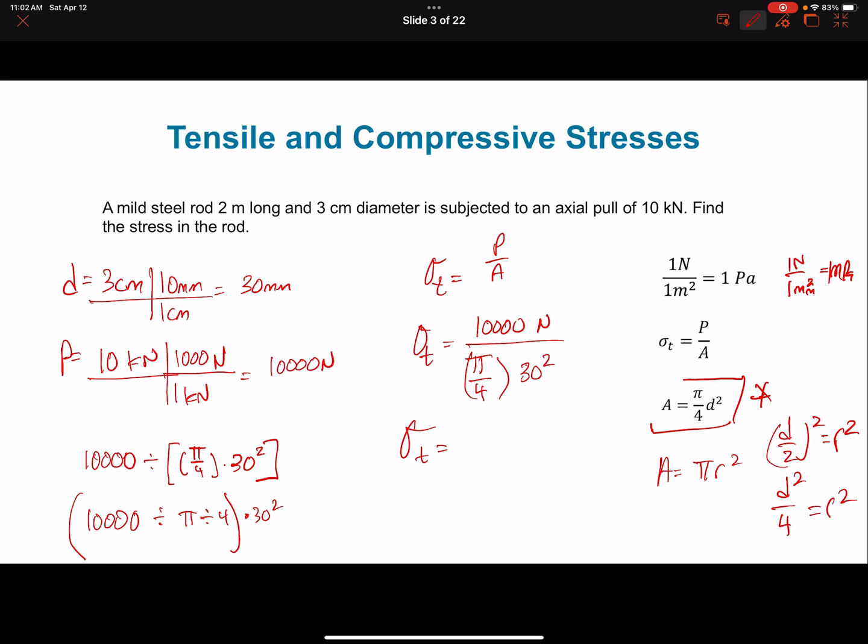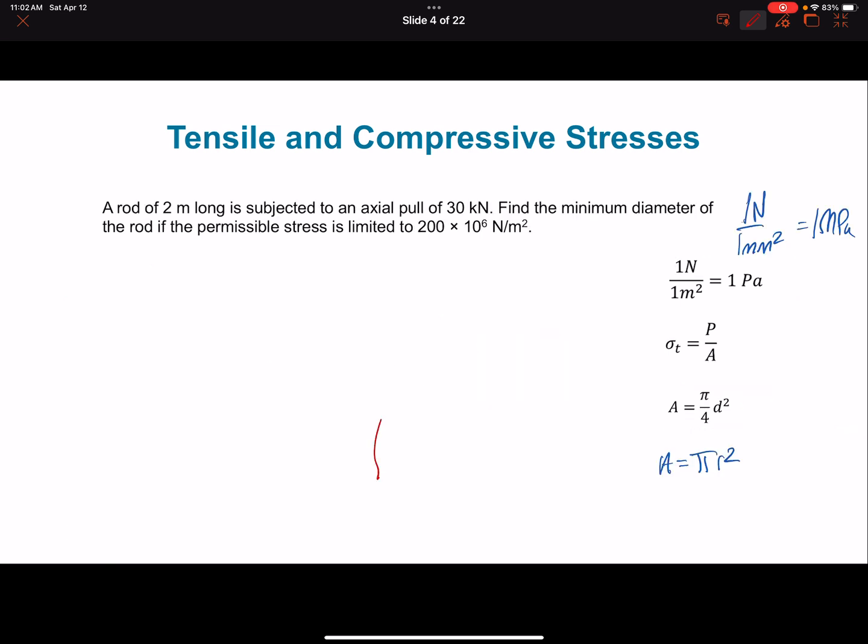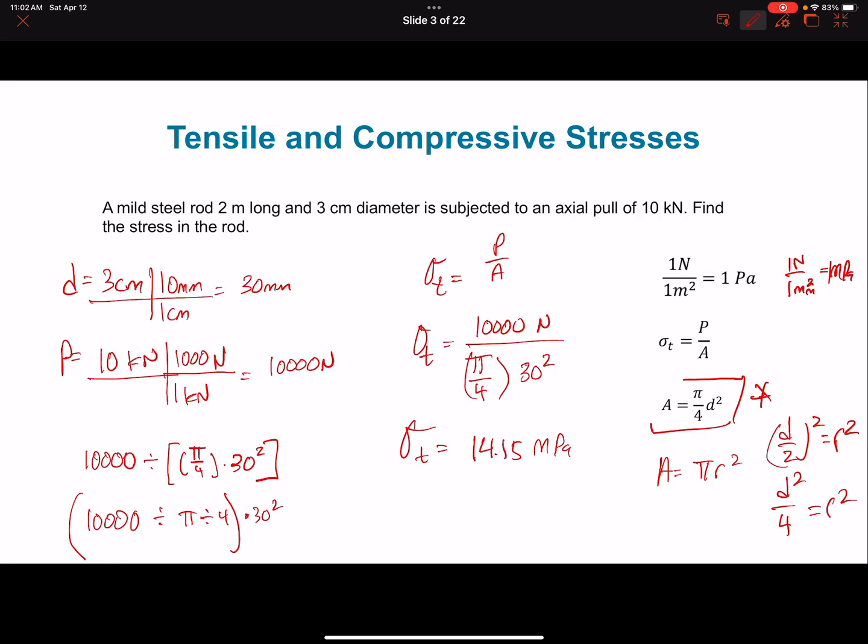And what you should have here, once I get this typed into my calculator, is 14.15 megapascals. That's what that answer comes out to be. 14.15 megapascals. If you do it this way, that's what you get. If you do it this way, you get a way different number.